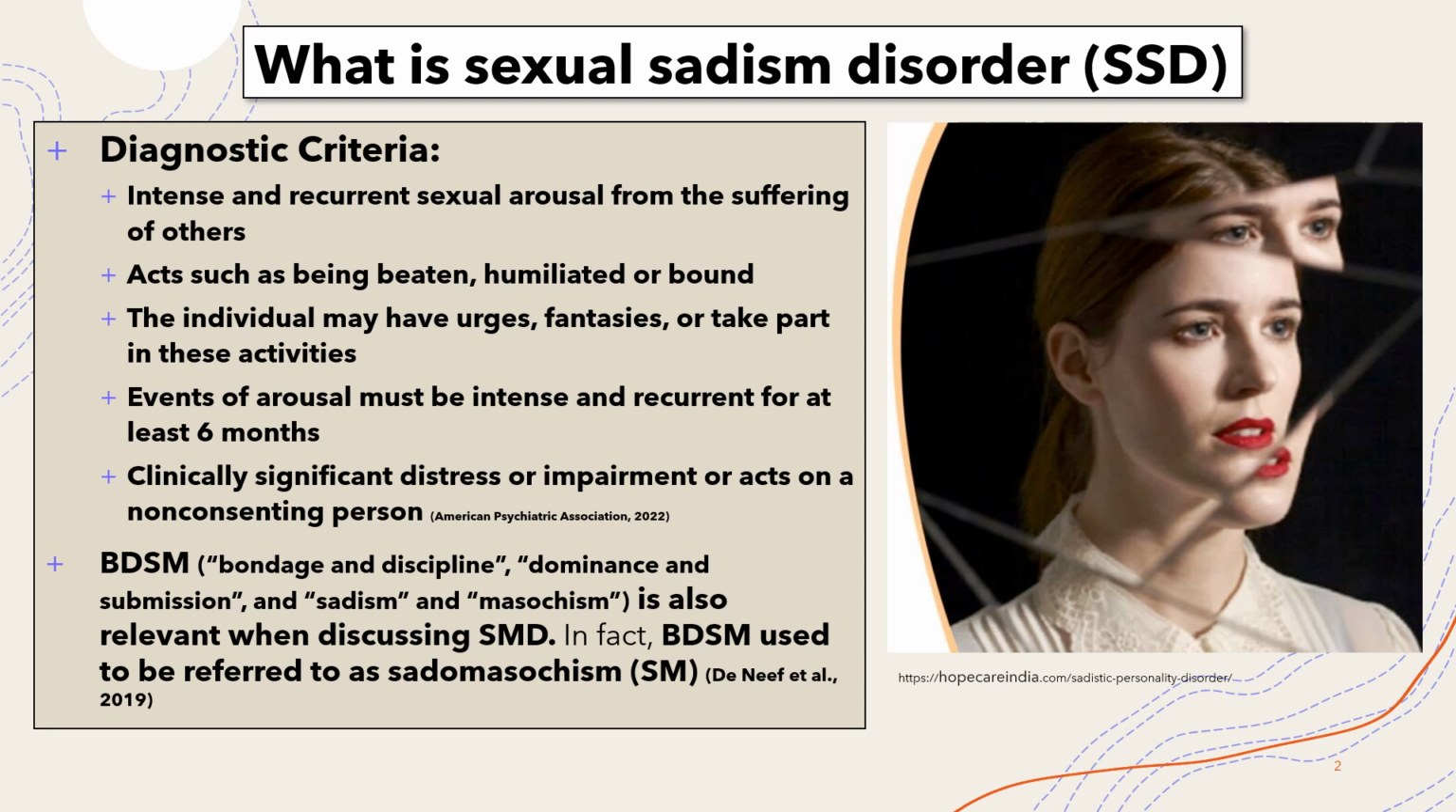Well, the diagnostic criteria highlight that it's an intense and recurrent sexual arousal from the suffering of others. This includes acts such as being beaten, humiliated, or bound. The individuals may have urges, fantasies, or take part in these activities. Events of arousal must be intense and recurrent for at least 6 months, and the person has to be suffering from clinically significant distress or impairment or have acted upon a non-consenting person.